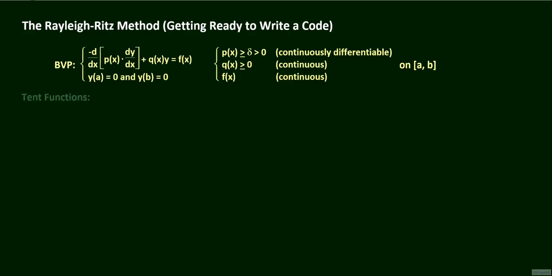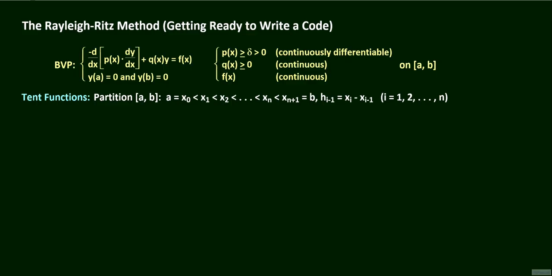We will use tent functions for our basis functions for the Rayleigh Ritz method in this lecture. We subdivide the interval a b using the nodes x sub i, where i goes from 0 to n plus 1, with x sub 0 equal to a and x sub n plus 1 equal to b. This results in n plus 1 subintervals where we set the length of the ith subinterval equal to h sub i minus 1, which is equal to x sub i minus x sub i minus 1.